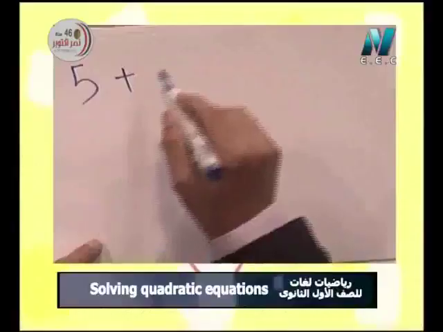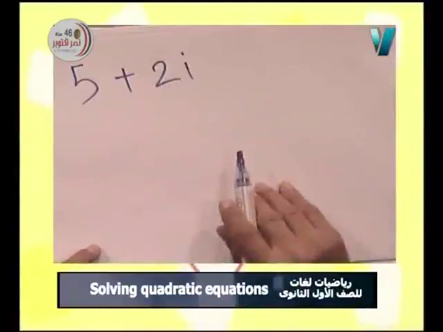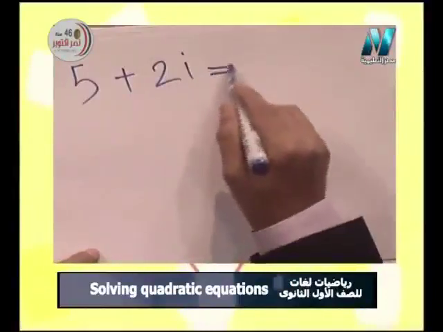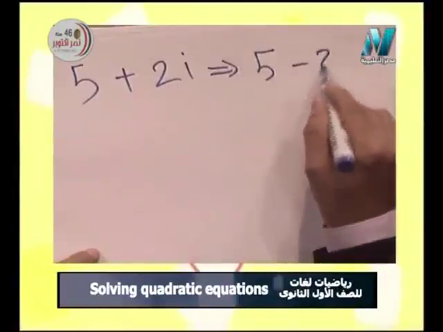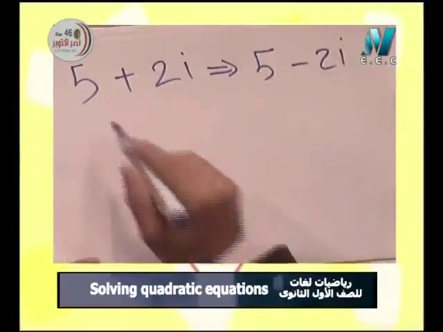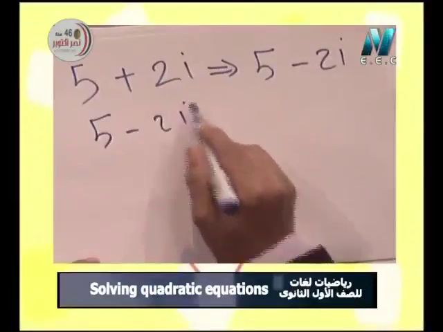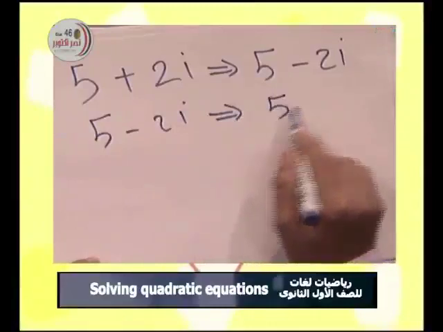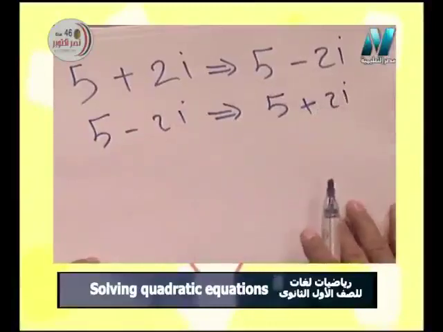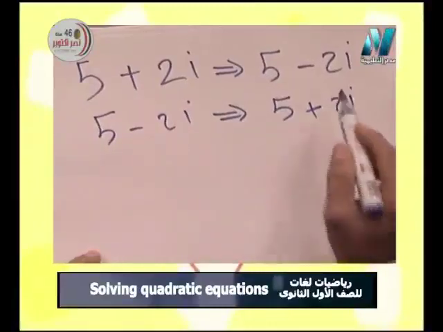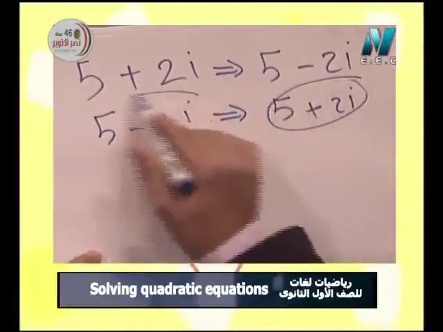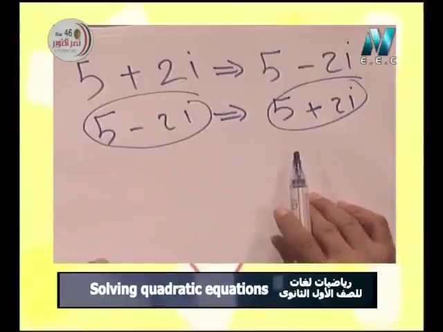Look here. If we have 5 plus 2i, then its conjugate will be 5 minus 2i. And for 5 minus 2i, its conjugate will be 5 plus 2i. So these two numbers are conjugates of each other. Okay?